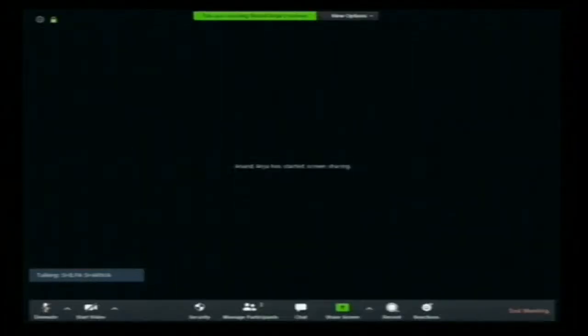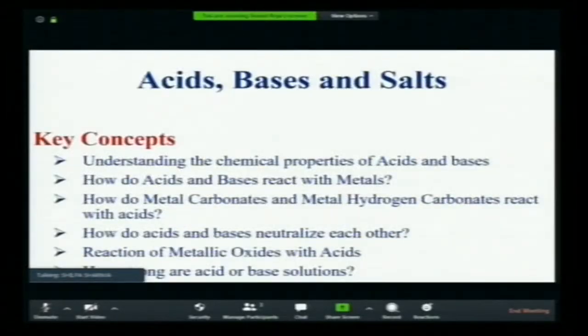Dr. Arya, today we are discussing acids, bases, and salts. There we have a concept of indicators. There are many indicators to identify acids and bases. Can you tell us a bit about it? How to identify acids and bases?